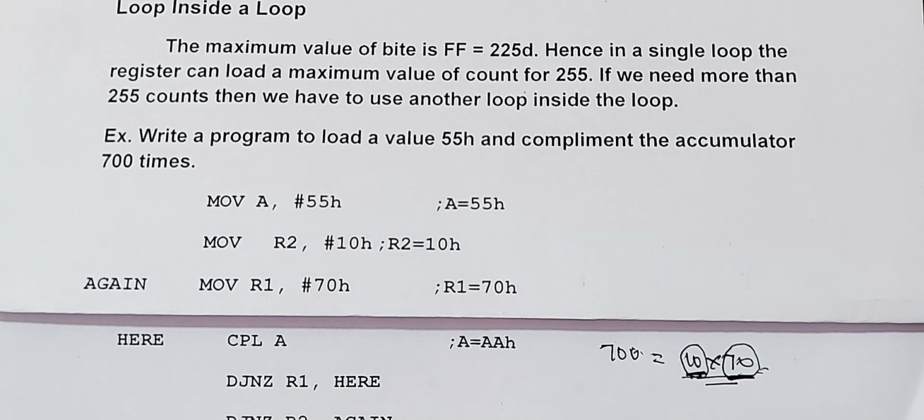This is how you have to use a loop inside a loop. You must remember that if the count value is more than 255 times, you have to use two registers, load the required values in both registers, then use decrement jump if not zero two times. This is how you have to use a loop inside a loop.